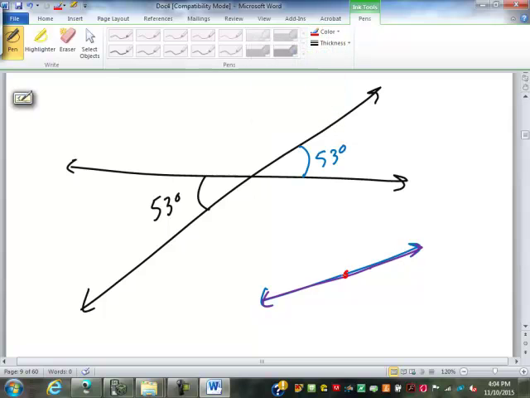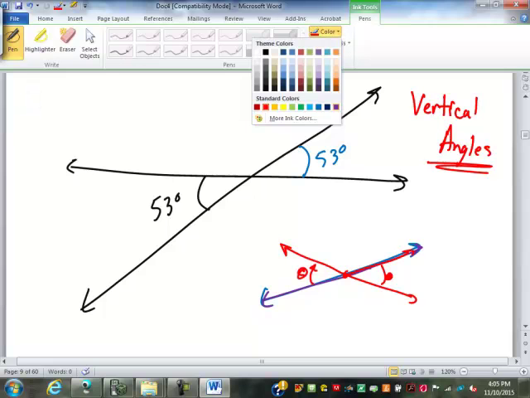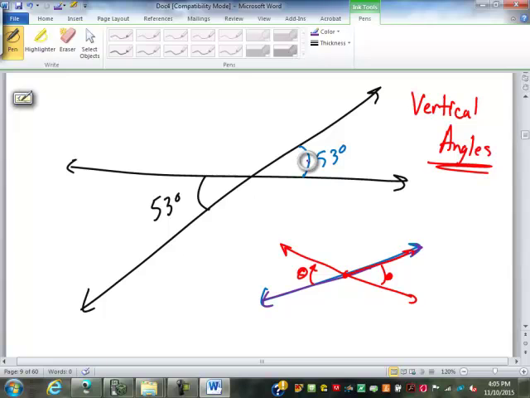If I start here, if I take this half of the line and I rotate it to here, this half has to rotate the same amount, doesn't it? So whatever angle is formed here has to have the same angle formed here. That's called vertical angles. They're angles that are formed by the same rotation of two lines. There's another way that we could find that this is 53 degrees. We don't necessarily have to know that information about vertical angles.